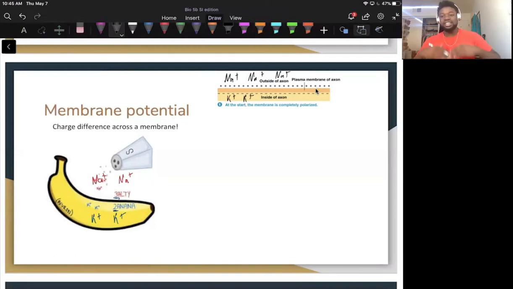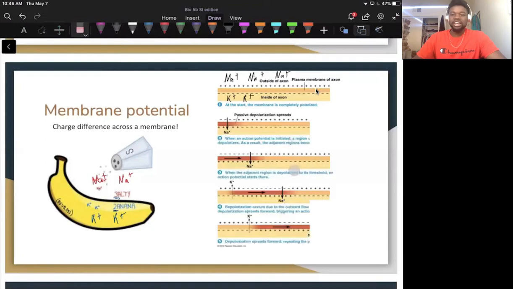So relative to the inside, outside is more positive, and relative to the outside, inside is a lot more negative. Hopefully that made a little bit of sense, but like I said, if you have any questions, please look up more YouTube videos, reread the book, or rewatch the lectures, because this can definitely get a little bit complicated.